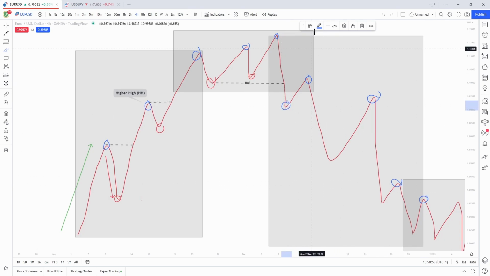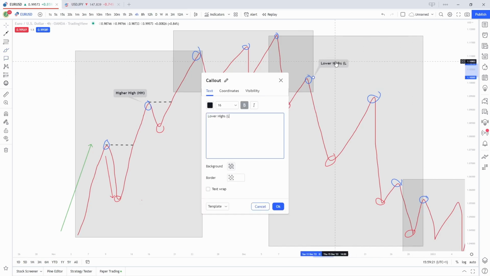And then on the flip side, we have these. Okay, so we see that all of the swing highs created in this region, every time a new swing high is created, the high is lower than the previous swing high left in the market. What that's representing is lower highs, or LH.